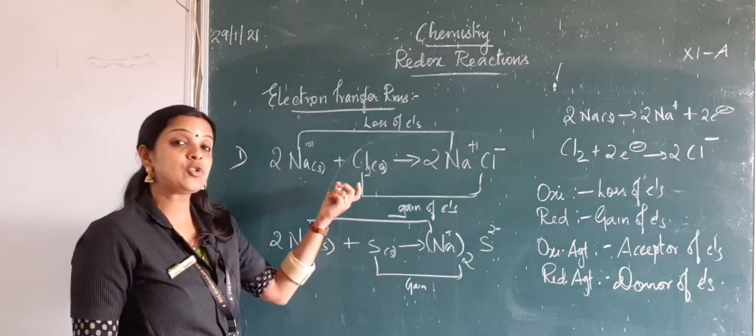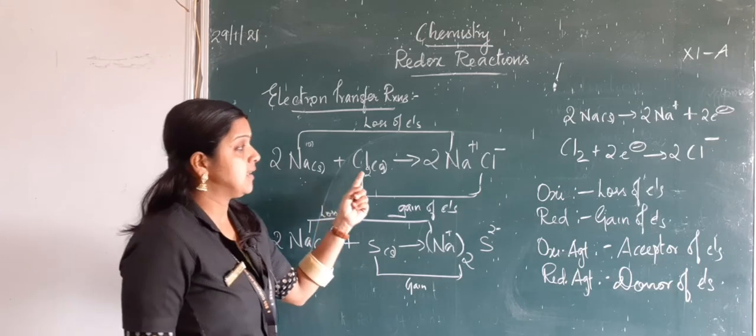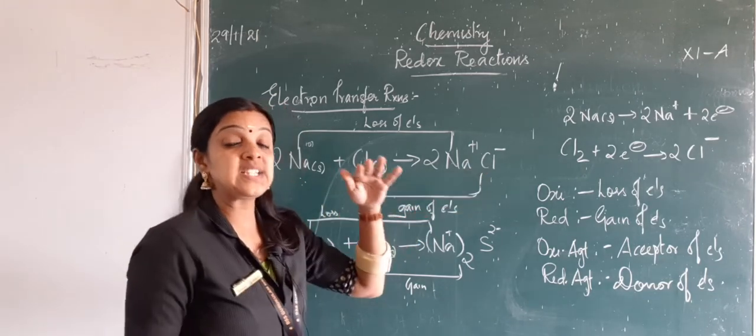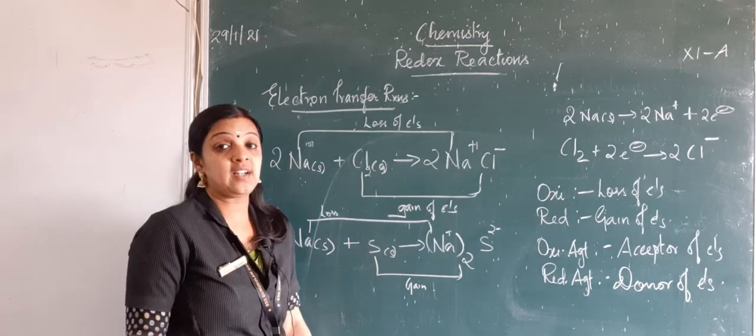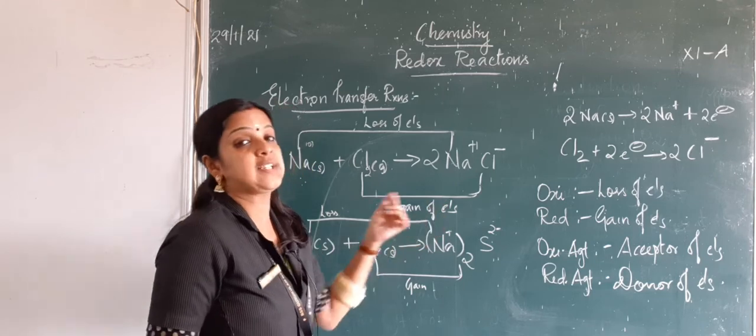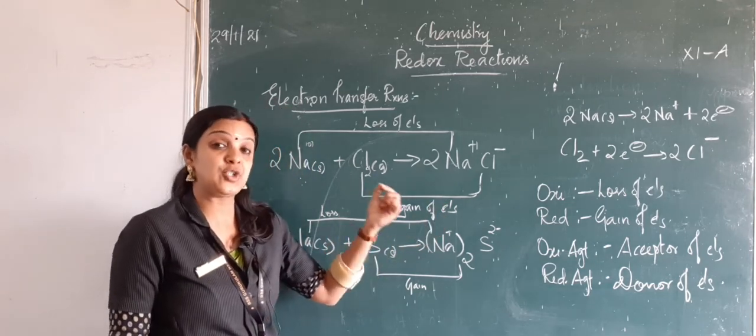So what is happening to chlorine? Chlorine here it was 0 and it became minus 1. There is a decrease in the oxidation state with the gain of electrons. So gain of electrons, nothing but chlorine has got reduced.